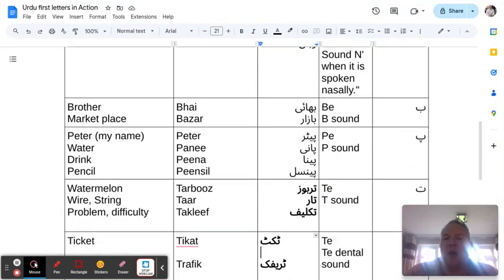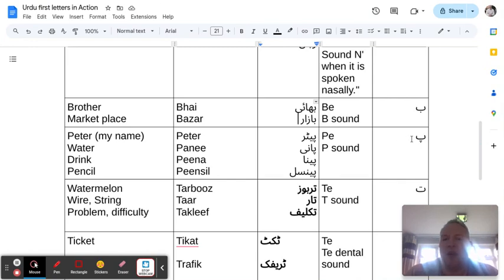When it's one dot below, it's be. That's a B sound. So we've got the word bhai, which means brother, and we've got bazaar, which is a marketplace. So again, in England, you'll hear the word bazaar. So we've got be and alif going up, and then you've got alif again there as well. So that's several letters you should be able to recognise now. Be and alif, be and alif.